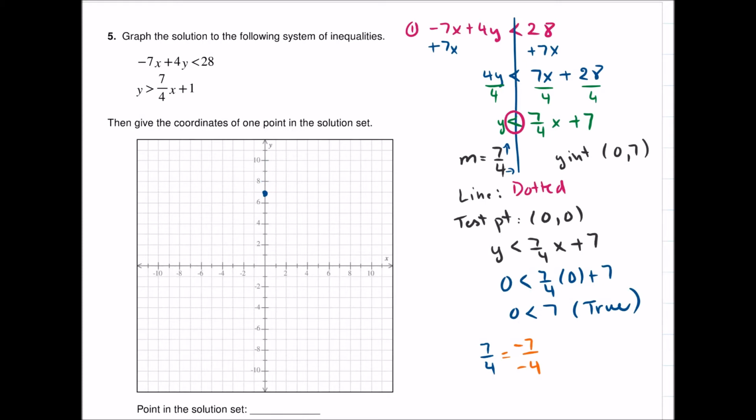By writing both numerator and denominator with a negative sign, we can go down by 7: 2, 3, 4, 5, 6, 7, and go to the left 4 units. And do it again: 1, 2, 3, 4, 5, 6, 7, and 1, 2, 3, 4. And we connect all the dots by the dotted line. Alright, the test point was 0, 0, and it was a true statement, so we shade everything on the right side.